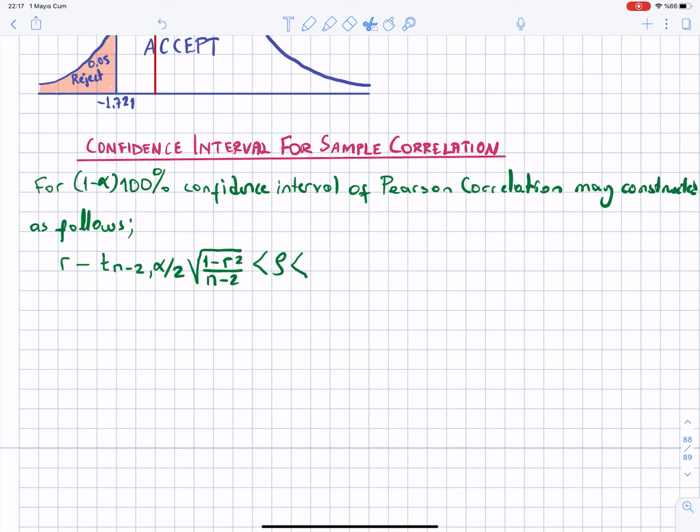Let me copy the lower bound to this side. The only difference is that I'm going to make this negative sign positive. So that's the difference.